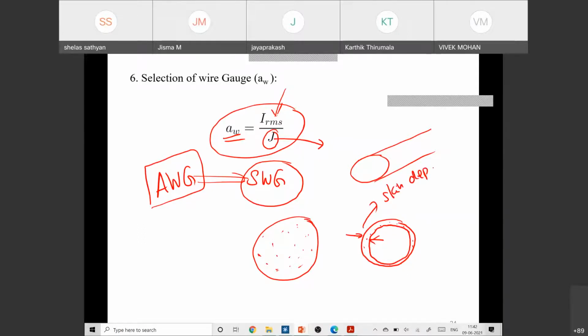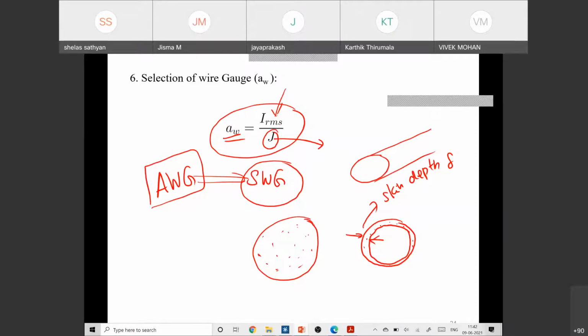Skin depth delta. For a copper conductor, you can easily find out the skin depth. Skin depth will vary depending upon the conductor material, because it also depends upon the resistivity of the material. So if you know the parameters of a material, you can put them in and find out what skin depth you can expect.